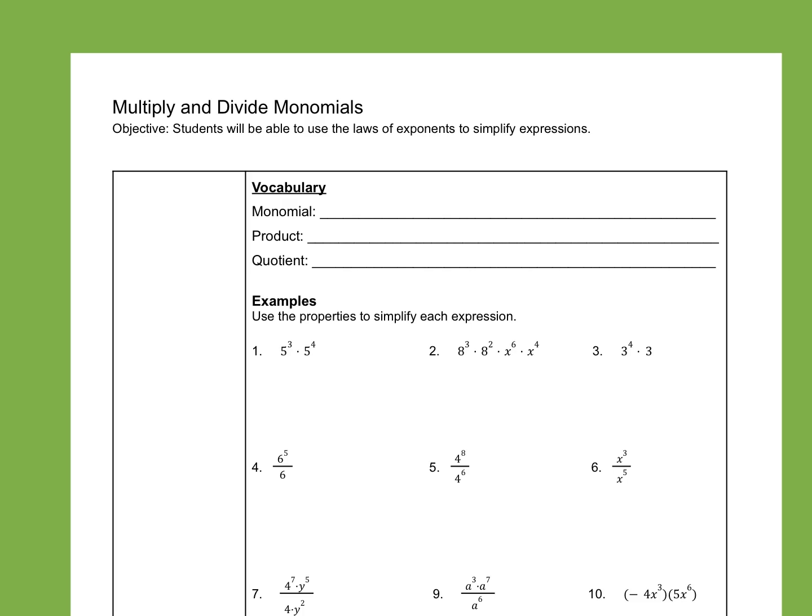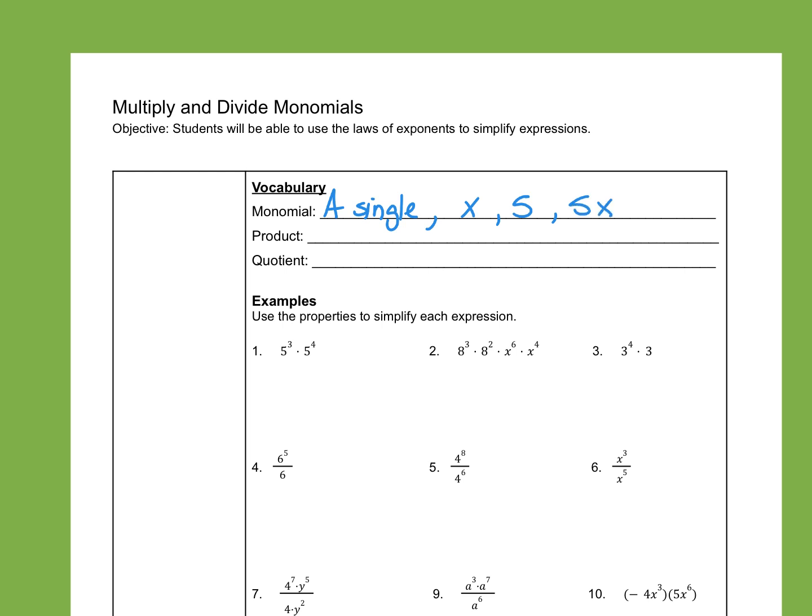In this lesson, we're going to be multiplying and dividing monomials using those exponent rules that we practiced. So first of all, let's go over what a monomial is. A monomial is a single term. And a term can be a variable, so it could be x. A term can be a number like 5, or it could be a combination of numbers and variables, so it could be 5x. Those are all examples of terms.